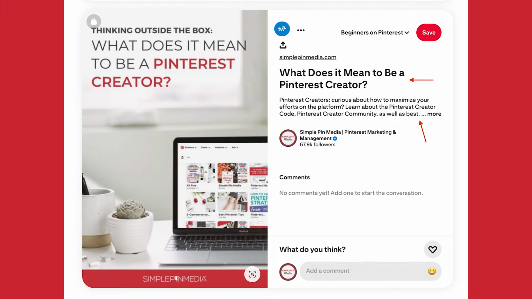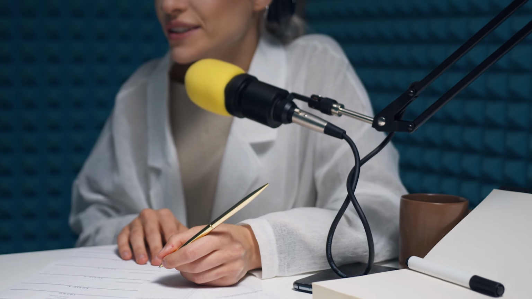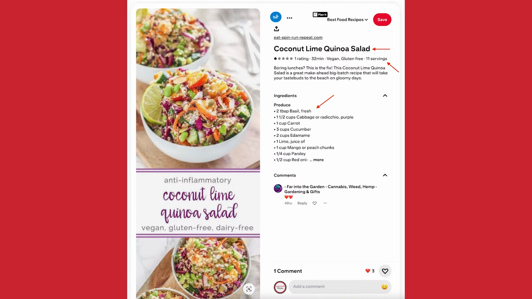So there's article rich pins. This is really ideal for anybody who's just a content creator and they're writing lots of long form blog posts and they're actually just giving you information. Then there is recipe rich pins.